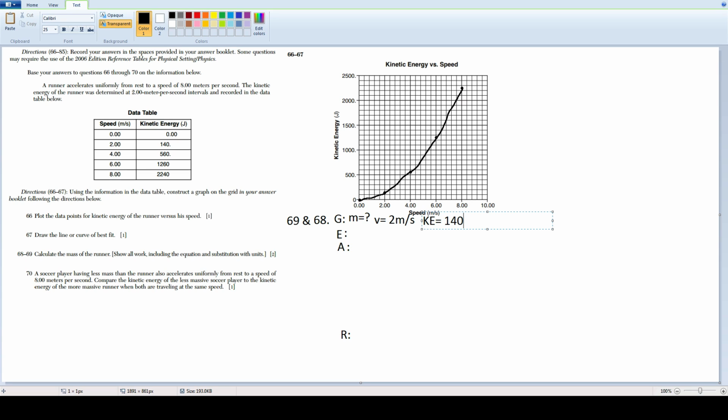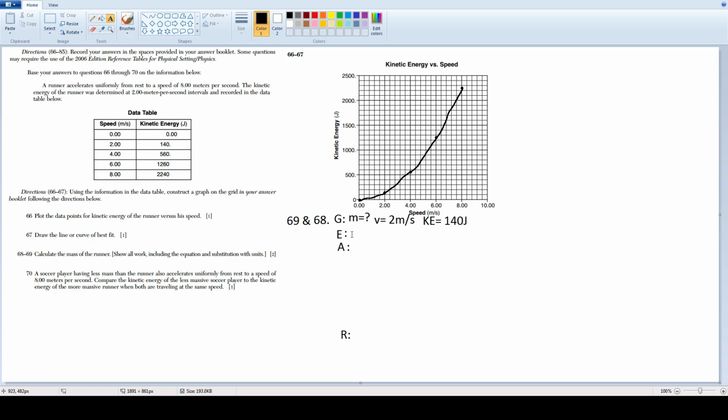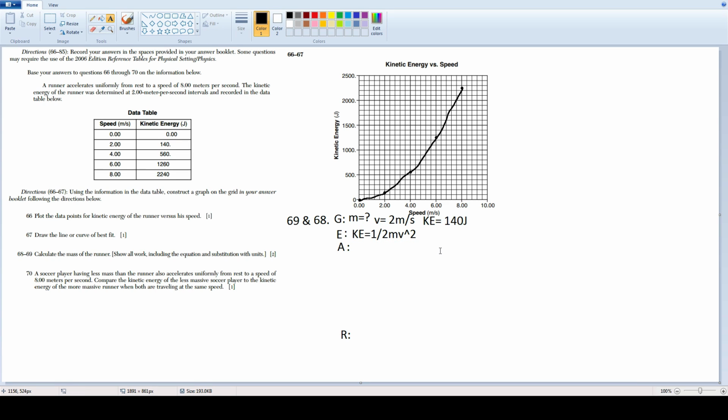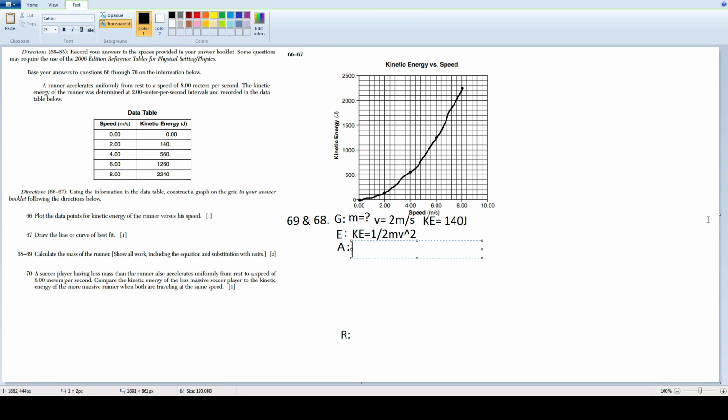So 140 joules. Next, we know that the equation for kinetic energy is KE, or kinetic energy, equals 1/2 mass times velocity squared. So we can just use this equation, plug in all of the values, and then isolate the m to get our final answer, the mass. We start off by plugging in the values, which is 140 joules equal to 1/2 mass. Mass we just leave as m, since it is what we are trying to find, and velocity is 2 meters per second, and we square that.